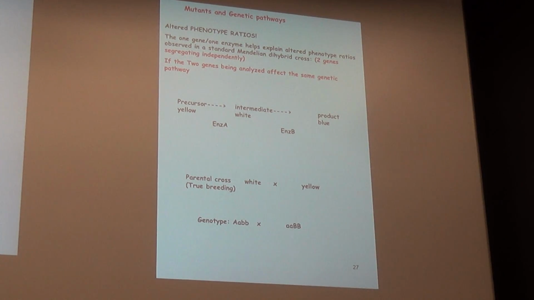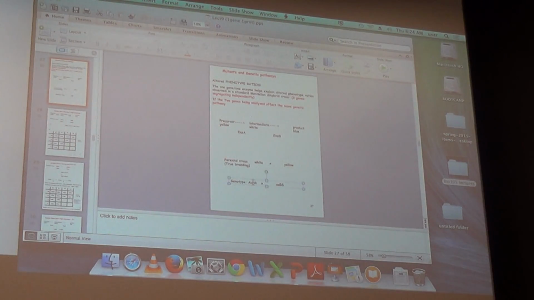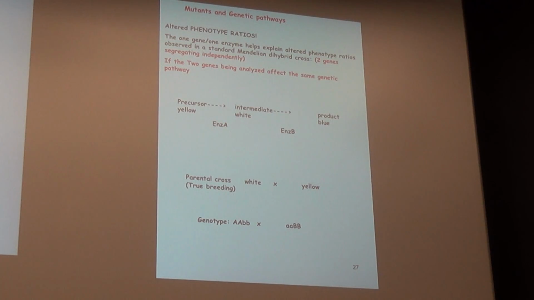Oh, wrong. Let me give you a minute. A white corn, true breeding white corn, right? So you're accumulating the white pigment, which means that the enzyme B is mutated, right? Little b, little b. But enzyme A is normal, big A, big A, correct? And you're crossing it to a yellow corn. The yellow corn will be mutated for this enzyme because you can't convert yellow to white. You're accumulating yellow. So you're going to be little a, and you're going to be big B, big B.